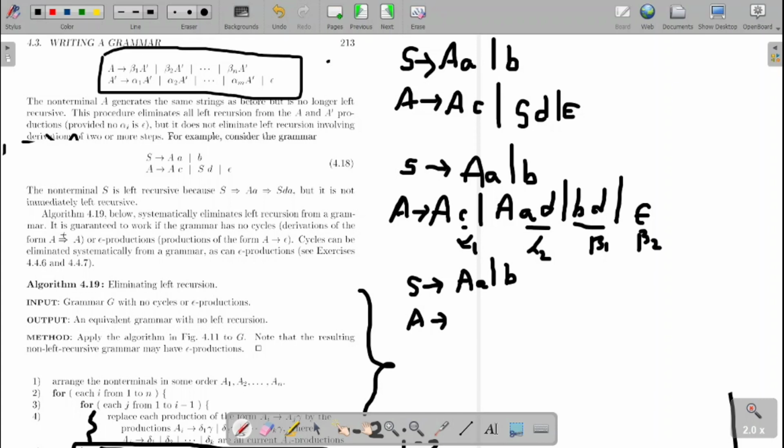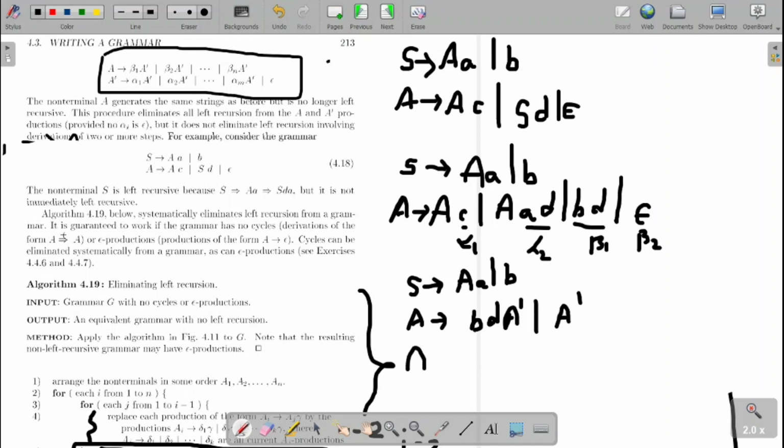This will be beta 1. What is beta 1 over there? First one is BD A dash. This is BD A dash. Then the beta 2 is whatever, it is our epsilon, means nothing, so then just the A dash.